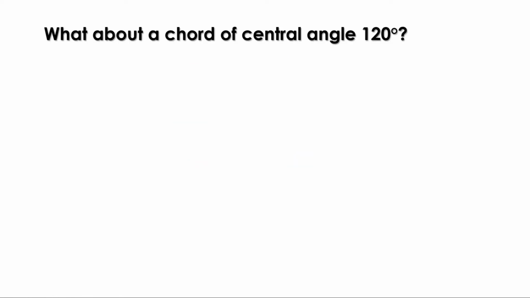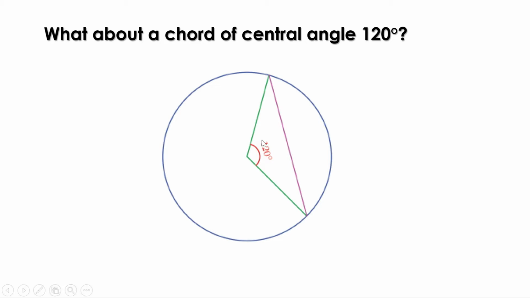Now, what about a chord of central angle 120 degree? Let us draw a figure. Here the central angle is 120 degree. That means the angle is doubled. Would the length of the chord be doubled? Let us check. To find the length of the chord, let us draw a perpendicular from the center to the chord. These two are radii of the circle and they are equal.